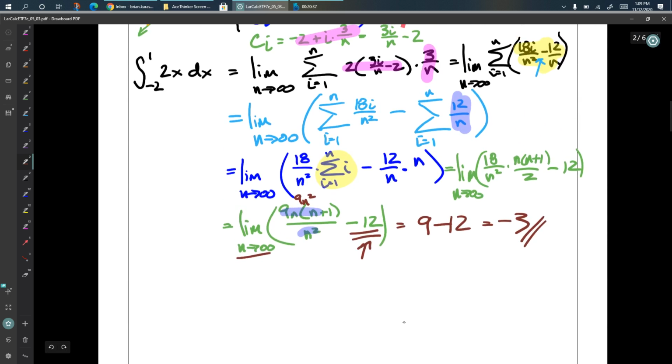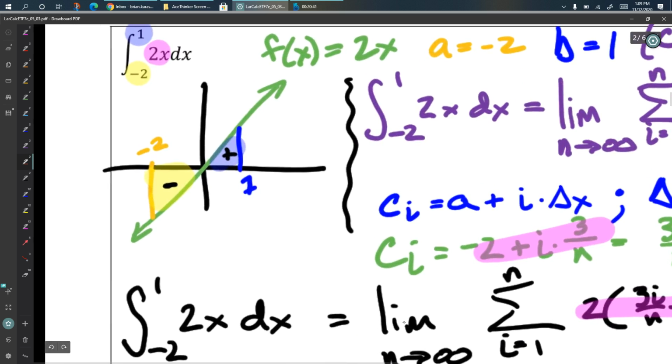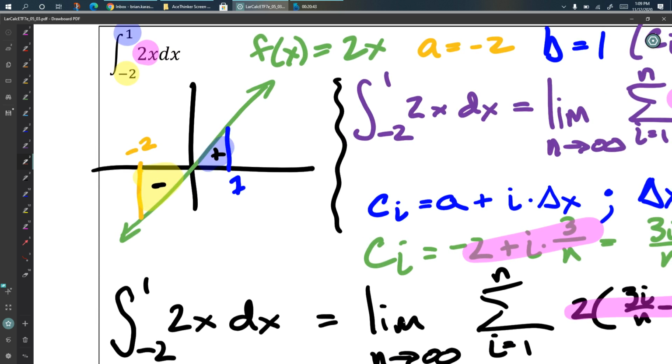Now I'm going to check this. I'm going to cheat a little bit. I'm going to go back to my original problem and think of this in terms of geometry. Okay? This point right here is going to have a y value of negative 4. So this negative area here has a base length of 2 and a height of negative 4, so that's going to be a negative 8.